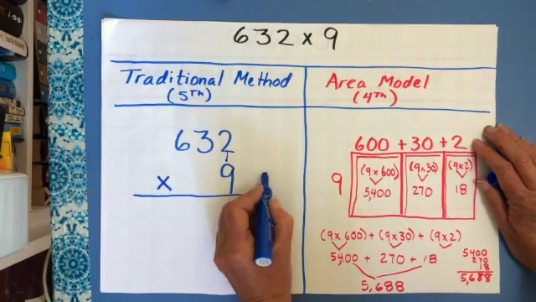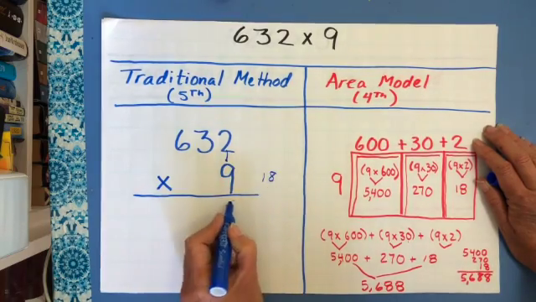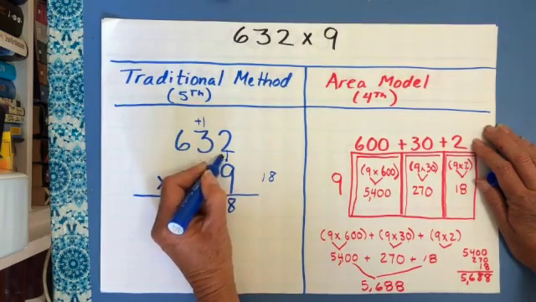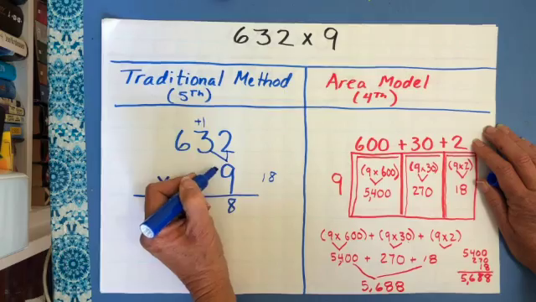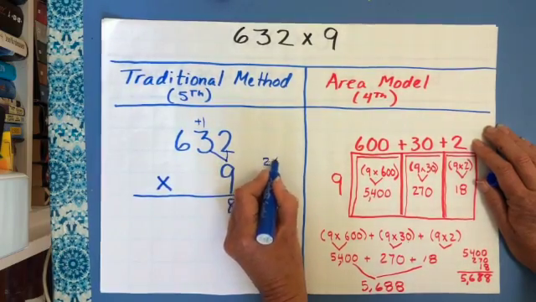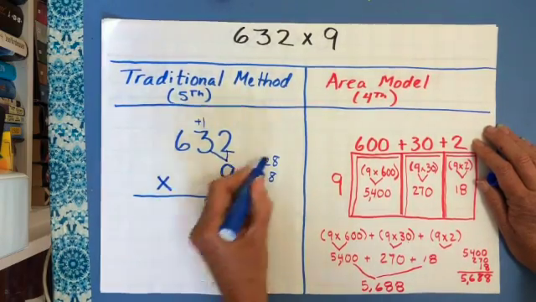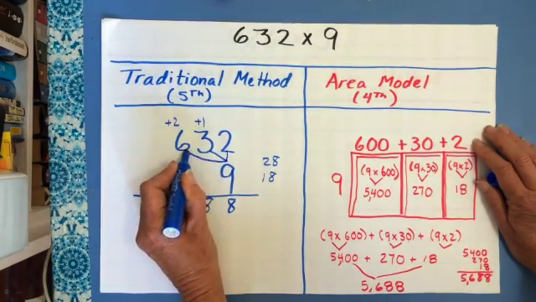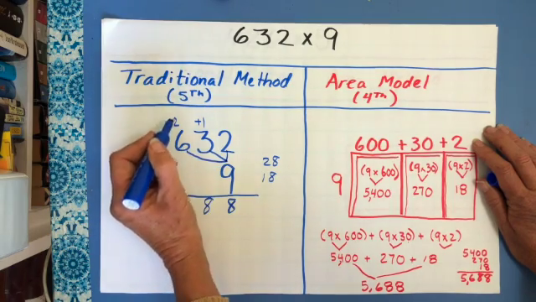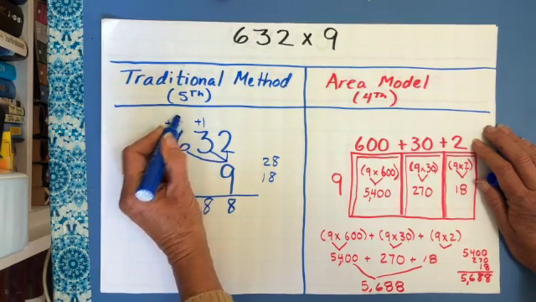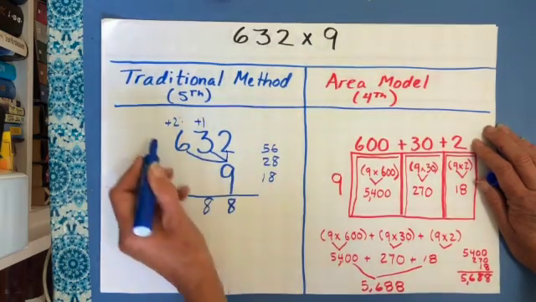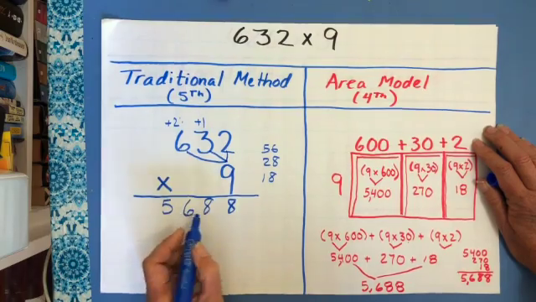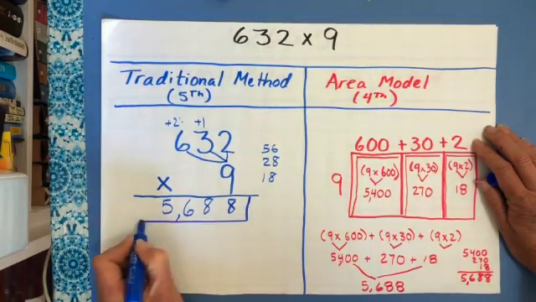9 times 2 is 18. So the ones place goes down and the tens place goes up. Now I do the next number. 9 times 3 is 27, plus 1 is 28. The 8 goes down and the 2 goes up. And now I do the last, which is 9 times 6. 9 times 6 is 54, plus 2, 54, 55, 56. And since there's not a 1,000 digit, I'm going to bring both of those digits down. And you'll notice I got the same answer.